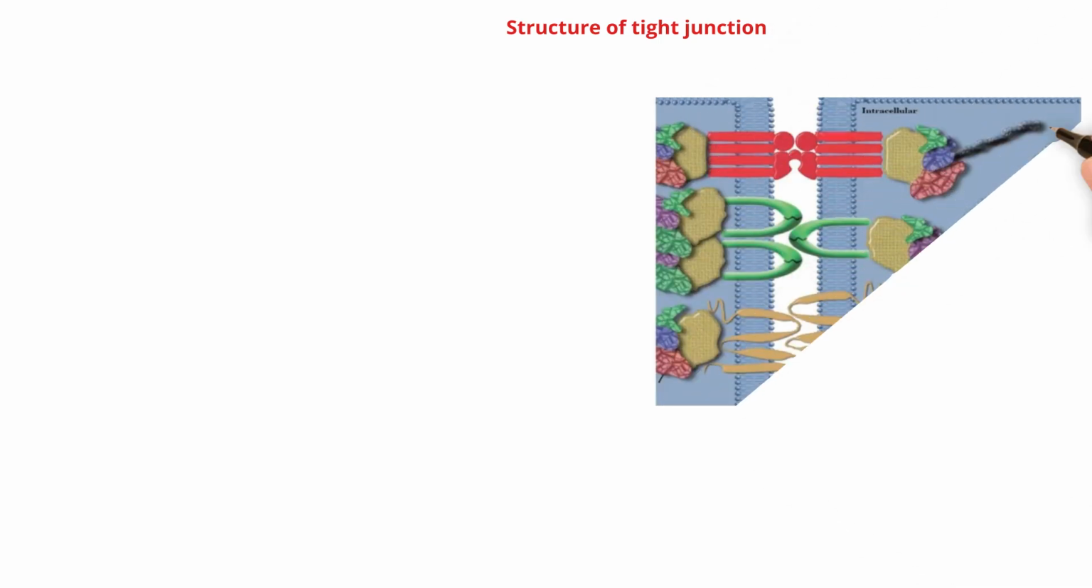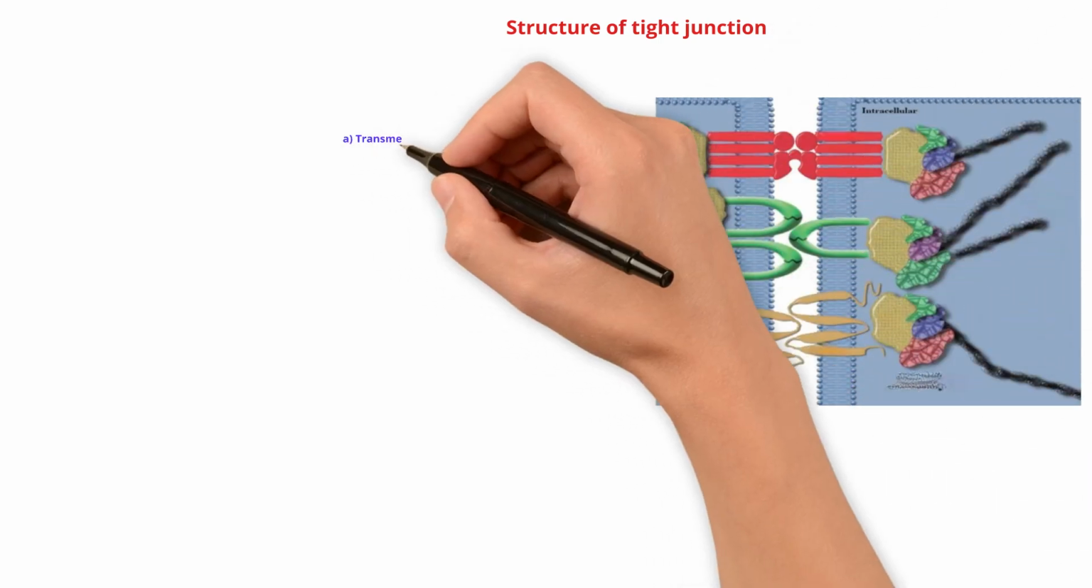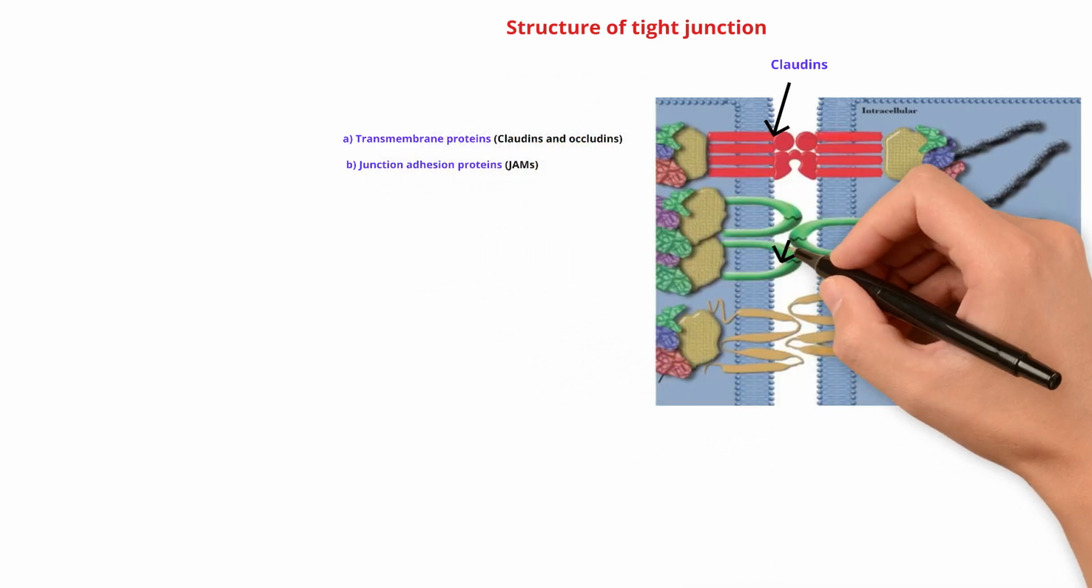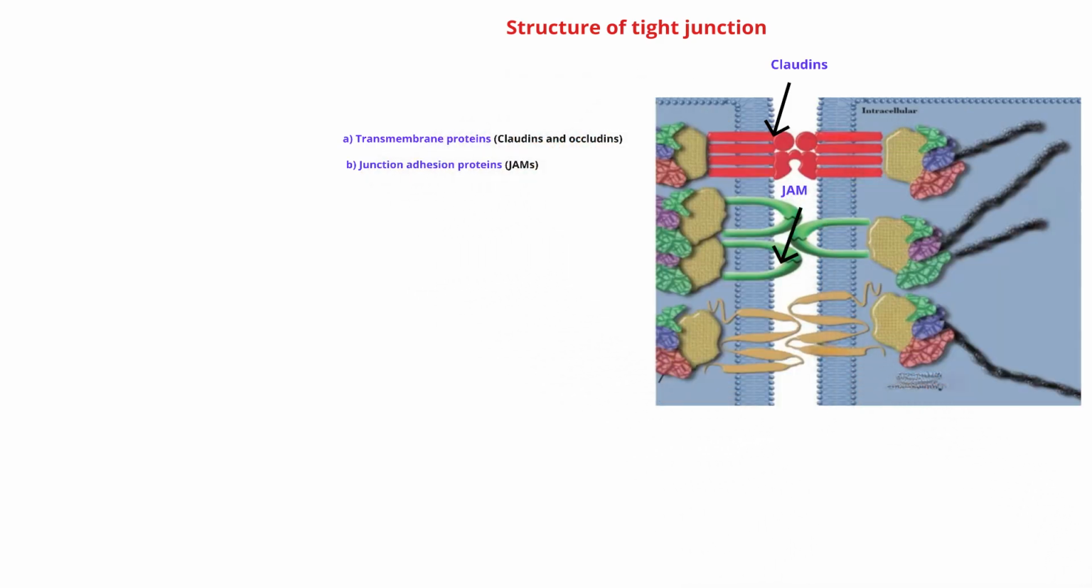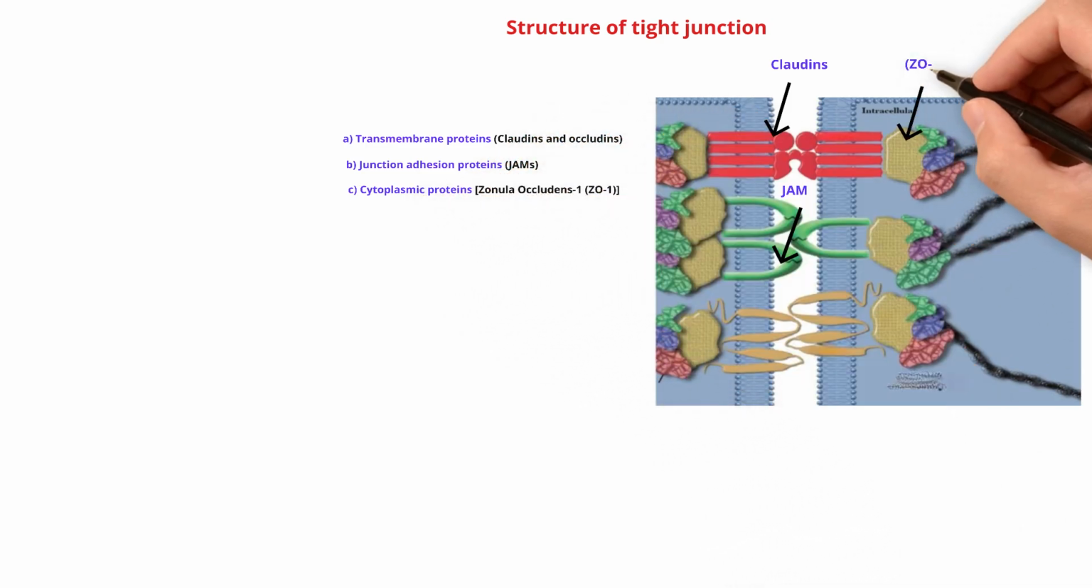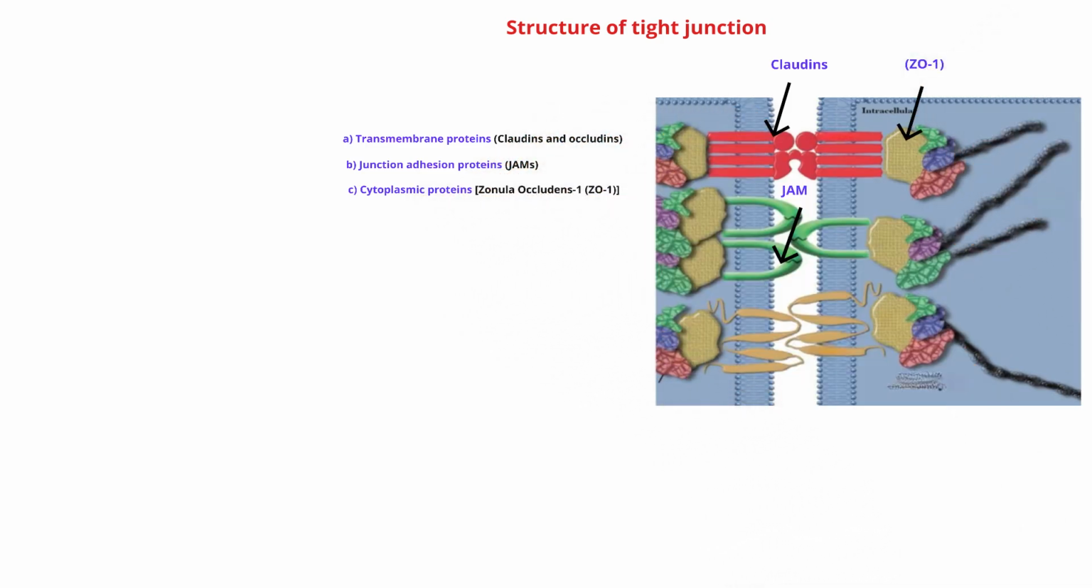Structurally, tight junctions consist of a complex network of transmembrane proteins such as claudins, occludens, and junctional adhesion molecules, JAMs. These proteins work together to seal cell membranes of adjacent cells. There are also cytoplasmic proteins like zonula occludens 1 and zonula occludens 2, that link tight junctions' transmembrane proteins to the actin cytoskeleton, contributing to the structural integrity of the junction.